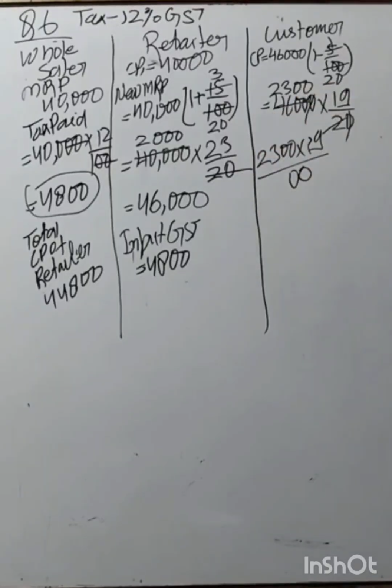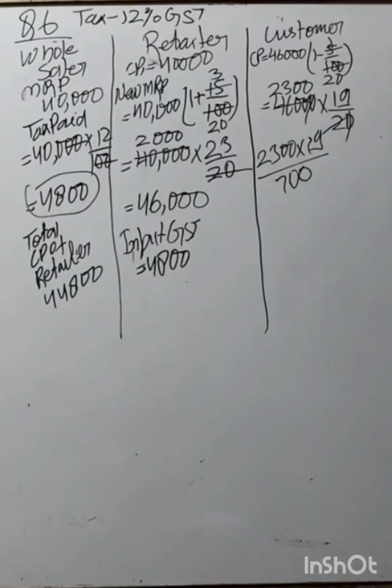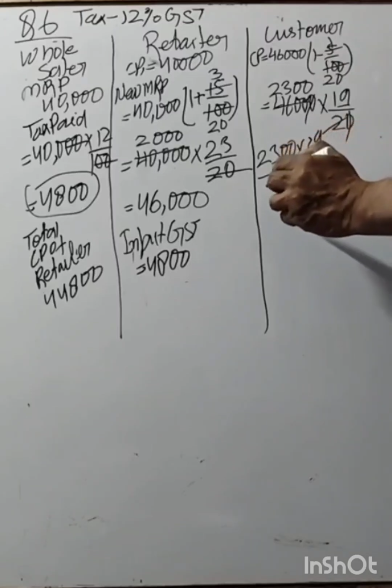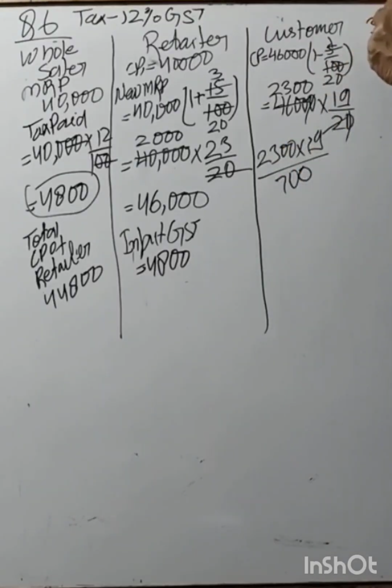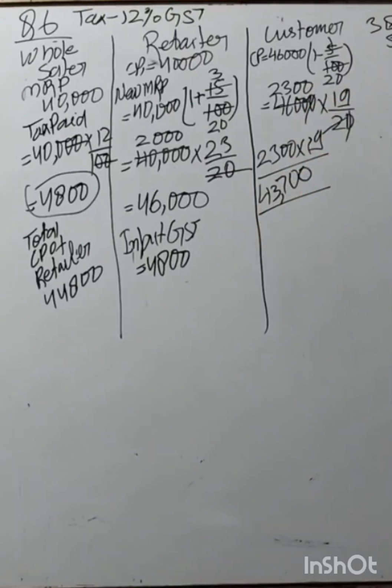19 times 3 is 57. 7, 5 carry. 2 times 9 becomes 18. 2 times 19 becomes 38. 38 and 5 is 43. So 43,700. Right? 43,700 is the price before tax.